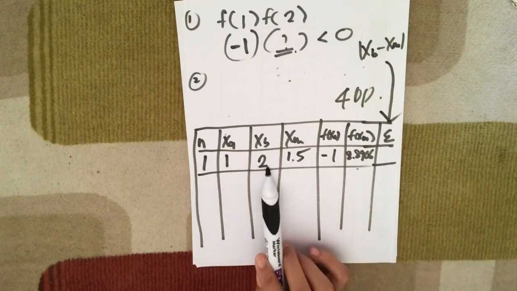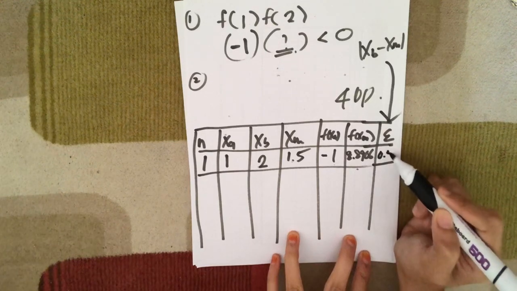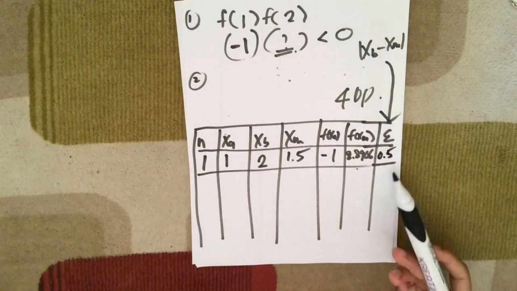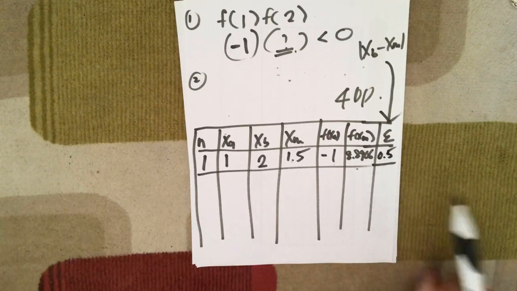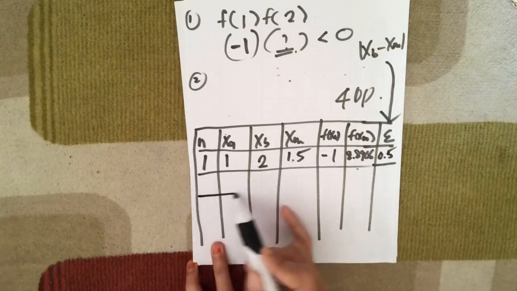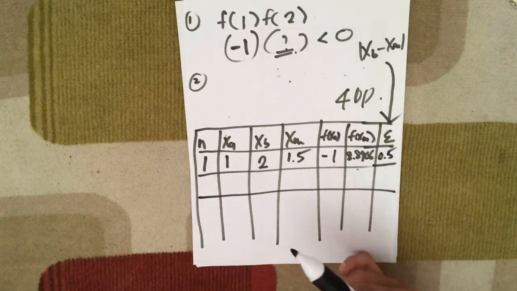So what is your XB? 2 minus 1.5. So the error here is 0.5. And then you check: 0.5 is greater than 0.001. Yeah, still greater, right? So that's why you need to proceed with your calculation. So you will do the next calculation.